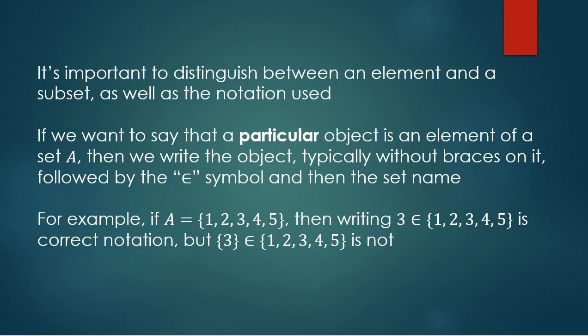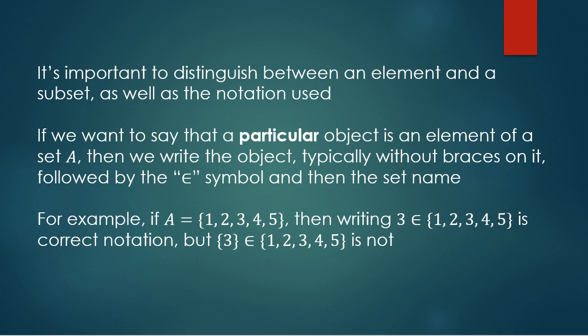So here is what I am talking about. Take a basic set, A, 1, 2, 3, 4, 5. If I want to say that 3 is an element of the set, I'm just going to write just the number 3 and then that epsilon or is an element of symbol and then my set A. I'm not putting that 3 inside of braces. I'm not putting that 3 inside of squiggly brackets.